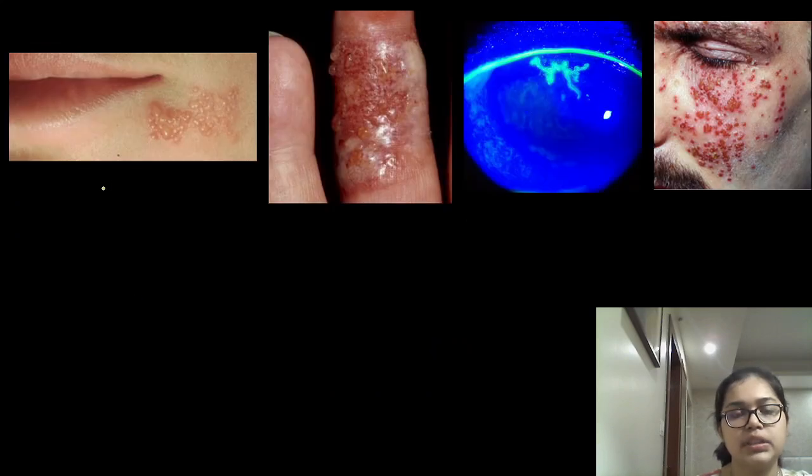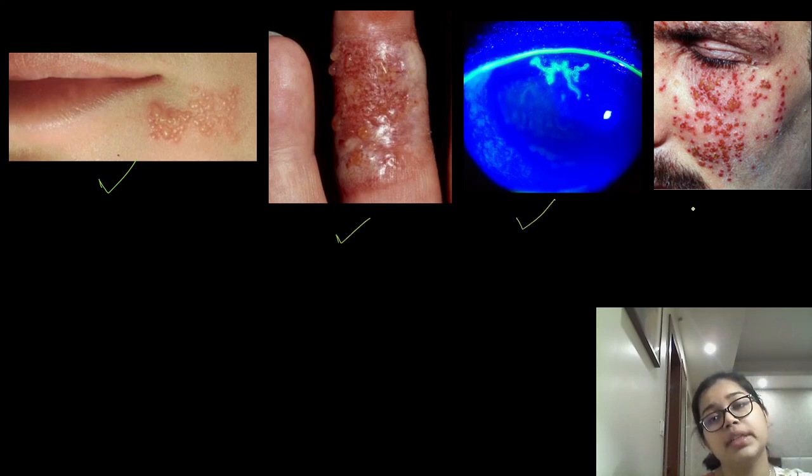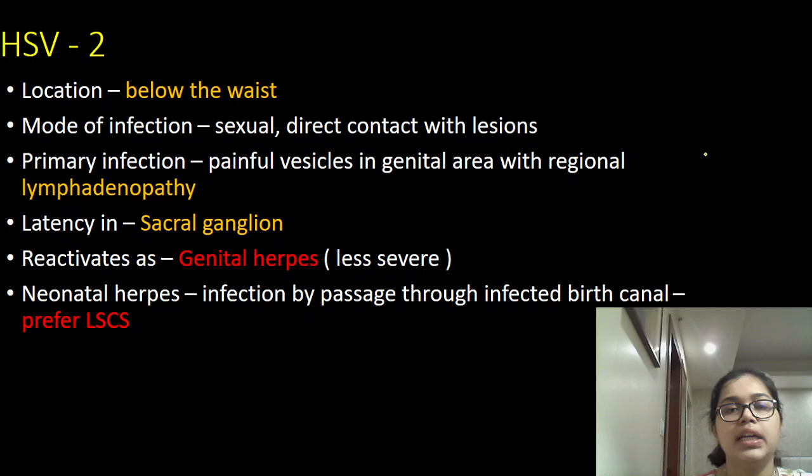These are some pictures. This is cold sore or herpes labialis. This is herpetic whitlow. This is the dendritic ulcer produced in herpetic keratitis, and this is eczema herpeticum. HSV2, unlike HSV1, produces lesions below the waist. Mode of infection is sexual. Primary infection is with painful vesicles in the genital area, grouped vesicles on an erythematous base with regional lymphadenopathy.